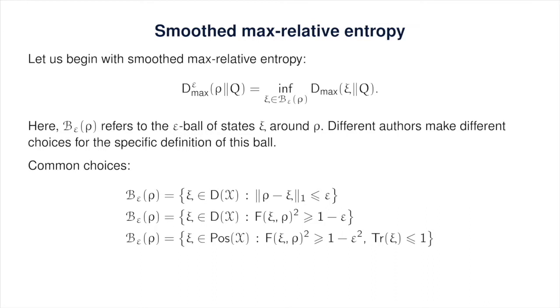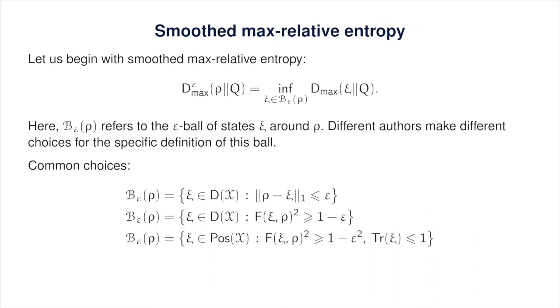Incidentally, in the third possible choice for b sub epsilon of rho that I've written here on the slide, you'll notice that the fidelity squared is at least 1 minus epsilon squared as opposed to 1 minus epsilon. This definition is equivalent to psi having so-called purified distance at most epsilon from rho. My aim in pointing this out is simply to mention that some authors adopt this definition. Naturally, you should always be sure to understand precisely which definition is being used by a given author.